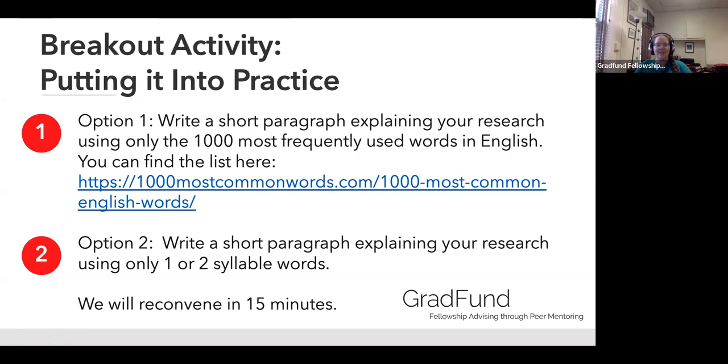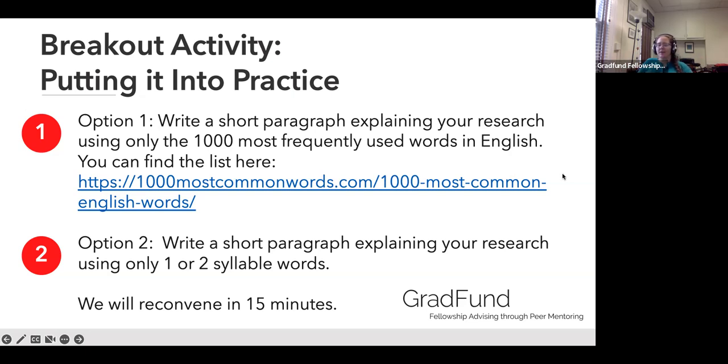And the other option is to write a short paragraph that explains your research, but using only one or two syllable words. They don't have to be super common, but they also can't be super long. And just think about how this experience is. Are you managing to convey your ideas in some way, or are there things that you just really can't convey? And what are those things?